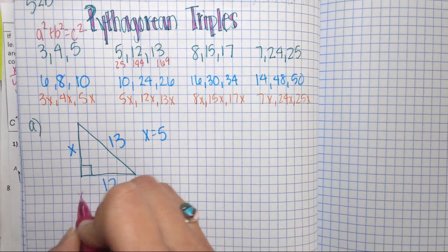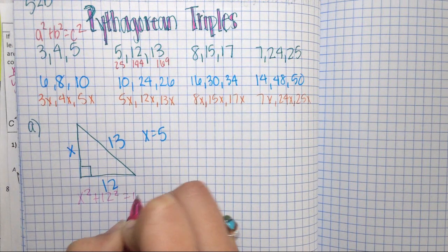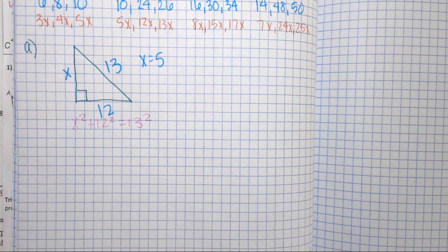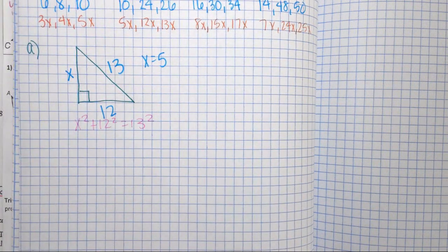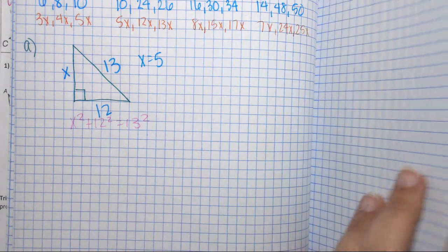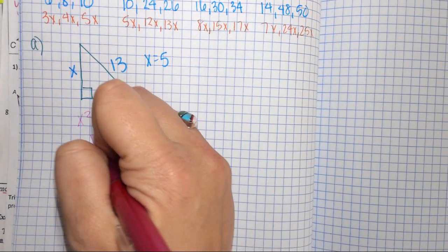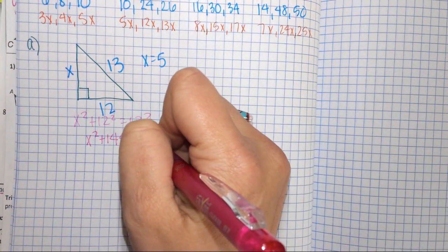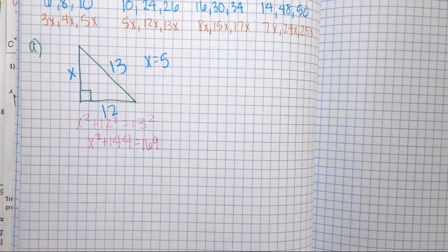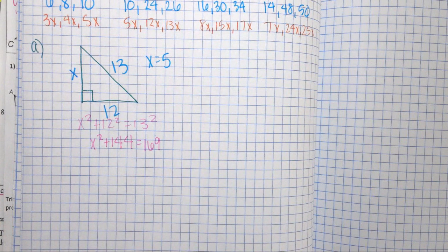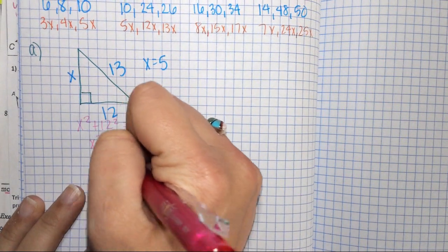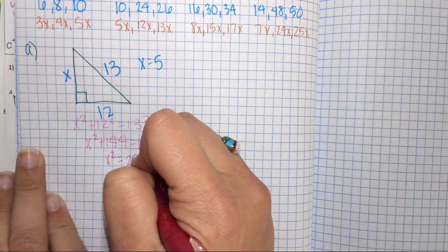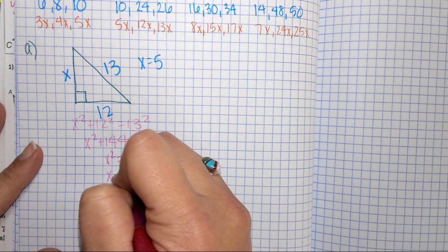Now, you could also do x squared plus 12 squared equals 13 squared. Let's do this to prove it for you naysayers. What is 12 squared? 144. What is 13 squared? 169. What would I do from here? Subtract. I get x squared equals, what's 169 minus 144? 25. All right, what's the square root of 25?